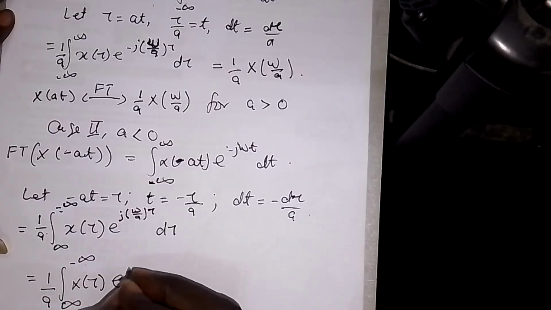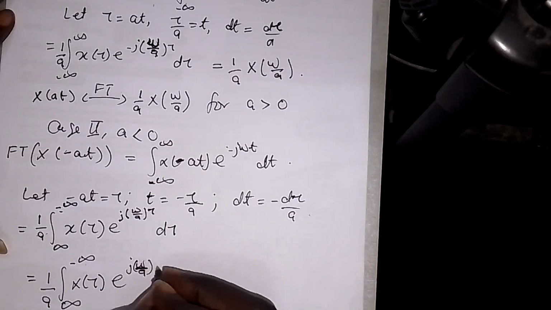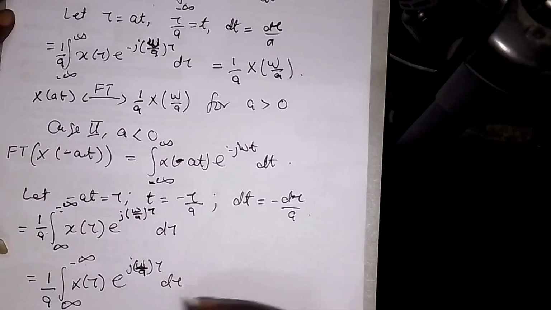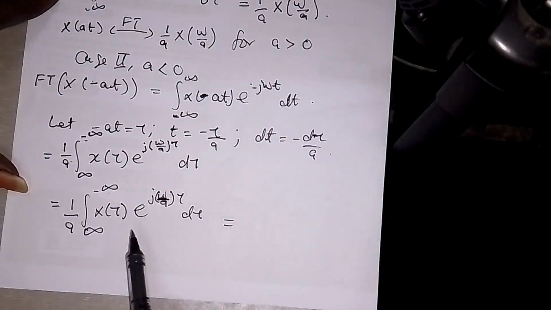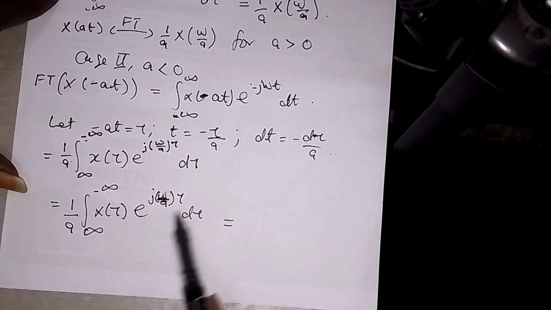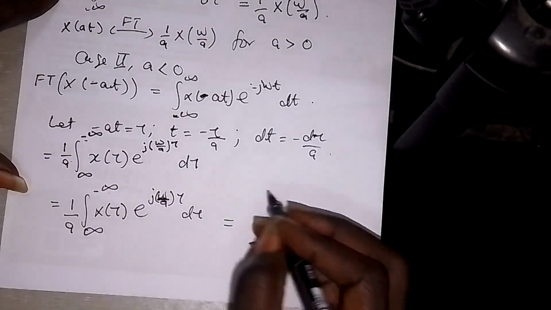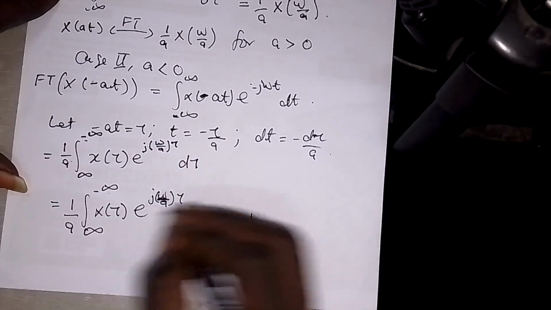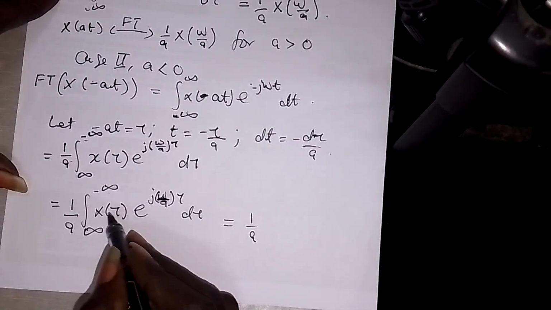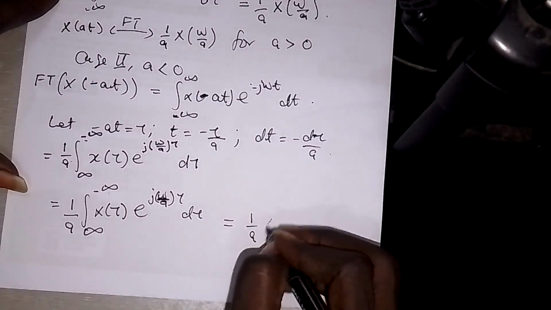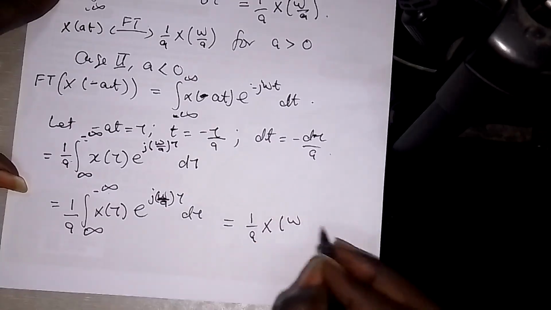It became the integral from minus infinity of x of tau, e to the positive j omega over a, tau, d tau. If you compare this one to the former one we did, except for this a which is here, it is the Fourier transform, which gives you x of omega. This 1 over a will come here. So this is the Fourier transform of x of tau, which gives us x of omega.